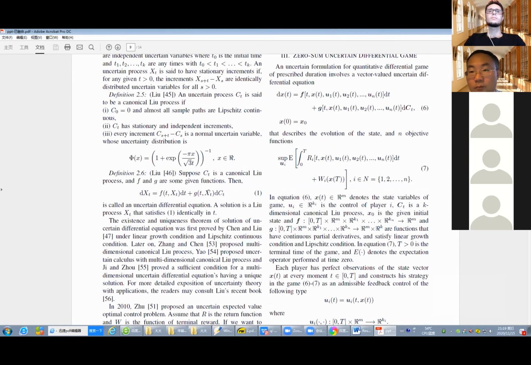So if we use the Liu process, we call it uncertain differential game. If we use Wiener process, we call it the statistic differential game.